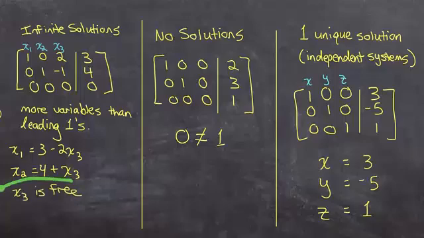So you could pick anything you wanted for x3, and then based on what you pick for x3, that's going to alter your answers for x1 and x2, which is going to create an infinite number of answers that'll satisfy your original system of linear equations.